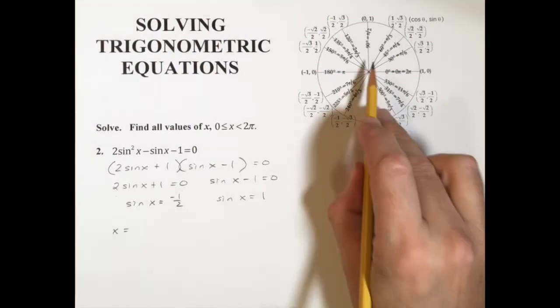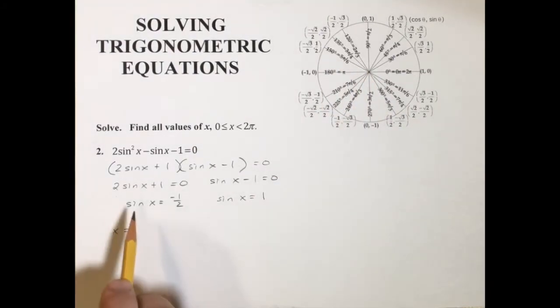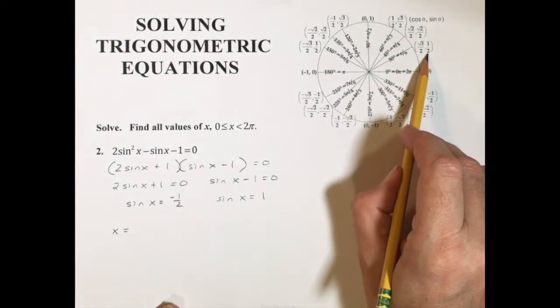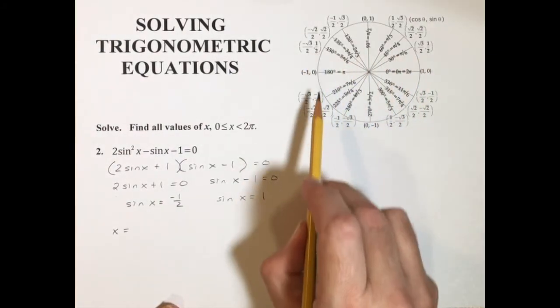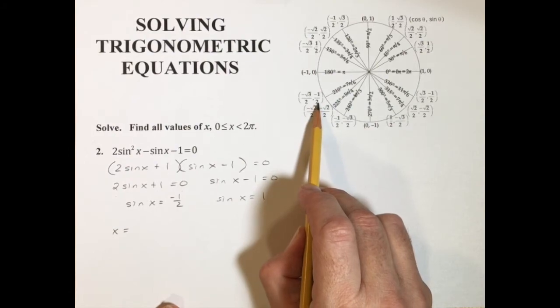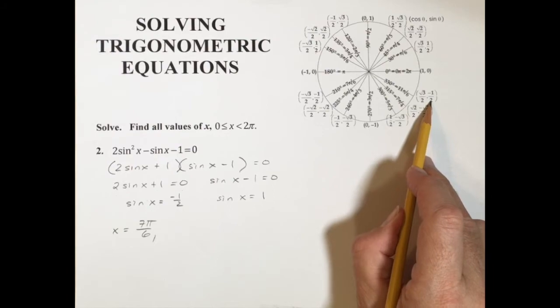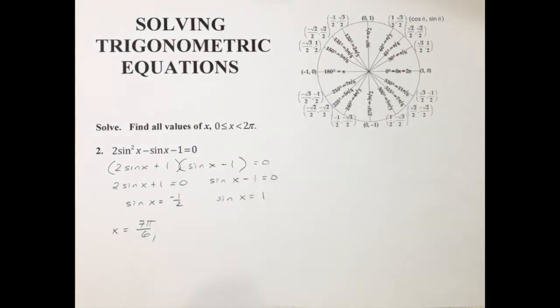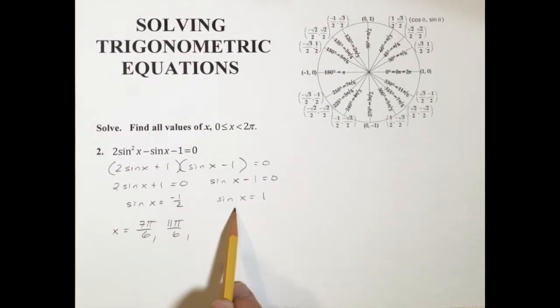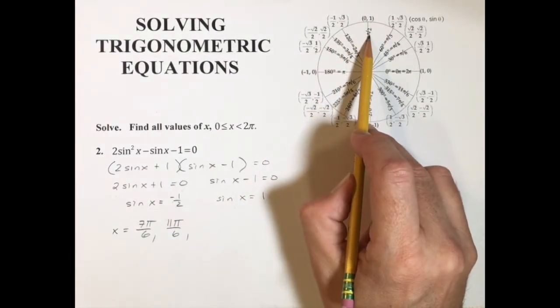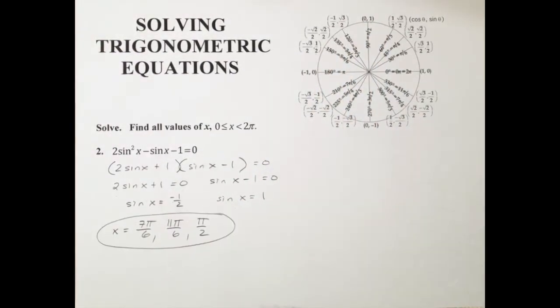Now we're ready to spin around our unit circle and determine where sine of x equals negative 1/2. Well, here I see sine is positive 1/2. Here it's positive 1/2. Here we go. Sine is negative 1/2 at 7 pi over 6. Sine is also negative 1/2 at 11 pi over 6. And we need to see where sine of x equals 1. Well, sine of x equals 1 right here at pi over 2.